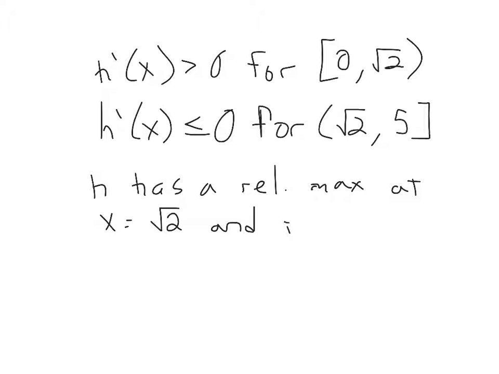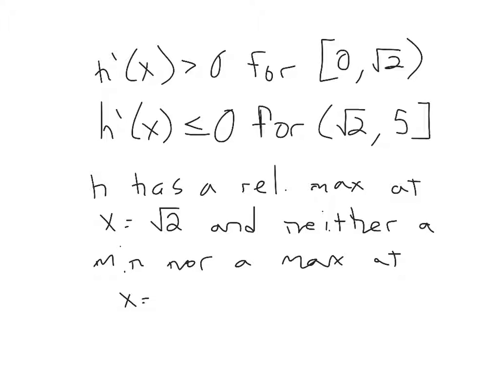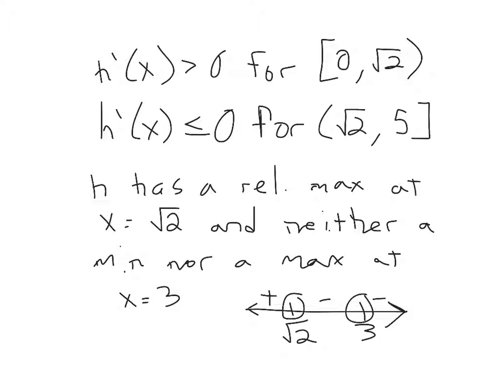and neither a minimum nor a maximum at x equals 3. Because as we saw in that number line before, right here, it was increasing, decreasing, decreasing. So this has to be a max, and this is neither. So that's the answer to our problem.